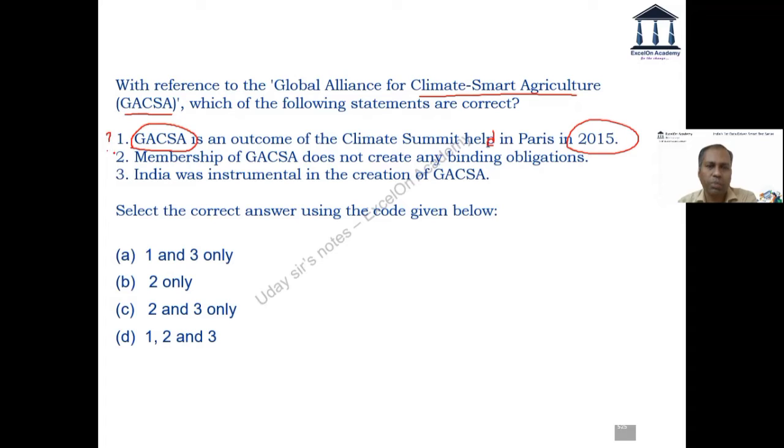You are not sure. Membership of GACSA does not create any binding obligation. This also we don't know. Means whether it is legally binding or not binding, we don't know. India was instrumental in the creation of GACSA. So all three, we don't know. So in cricket, there is a term, no? You don't try to play all the balls. So certain balls are so-called well left. You let the keeper catch it.